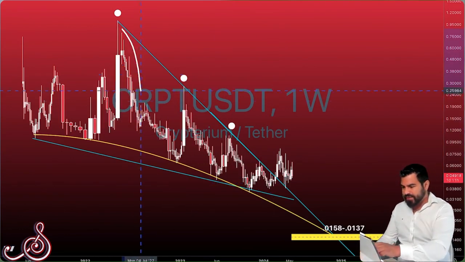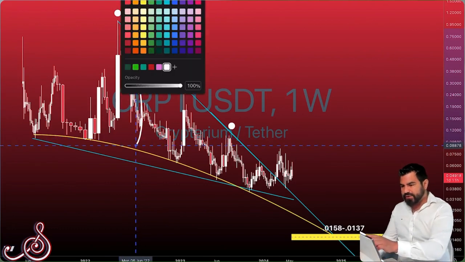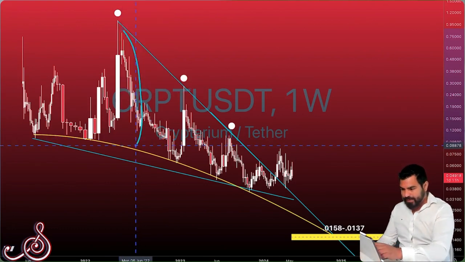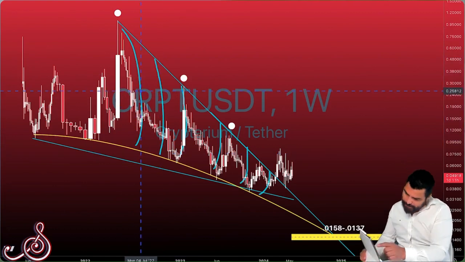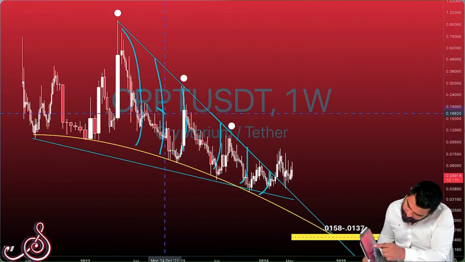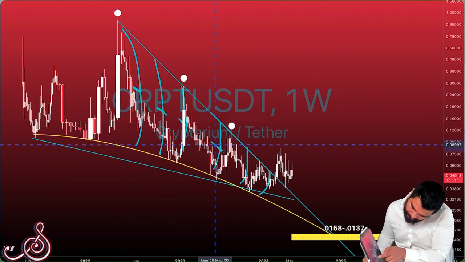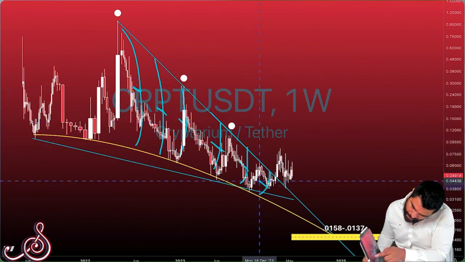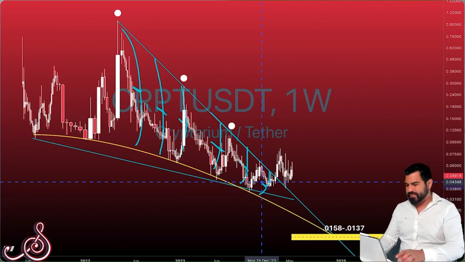I'll just use a standard brush. I'll give a different color so you guys can see what I'm doing. Halfway is here. Halfway is here. Halfway is here. Halfway is about right there. It's basically something like this.